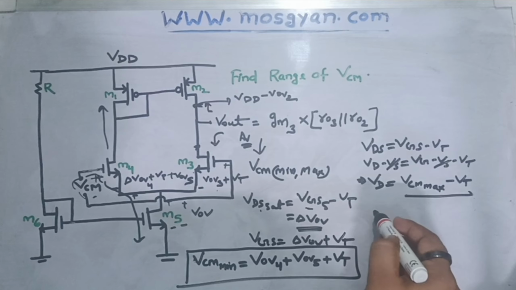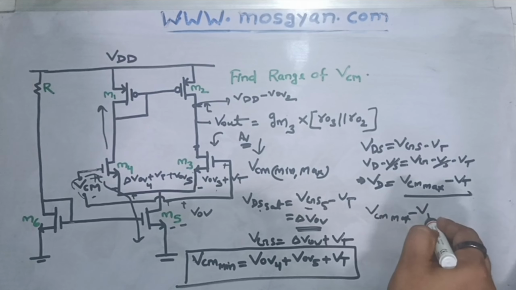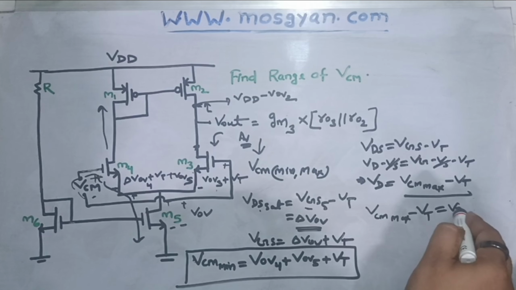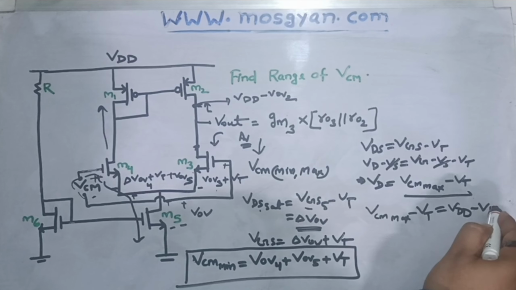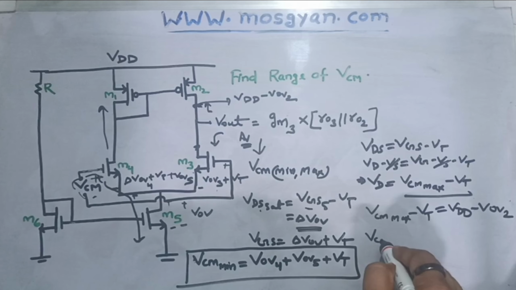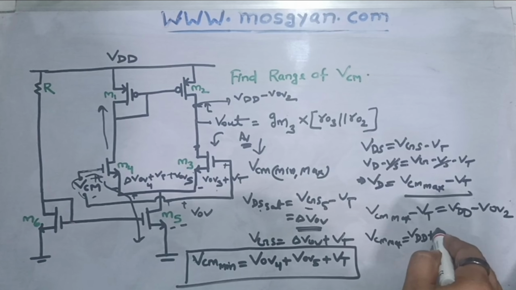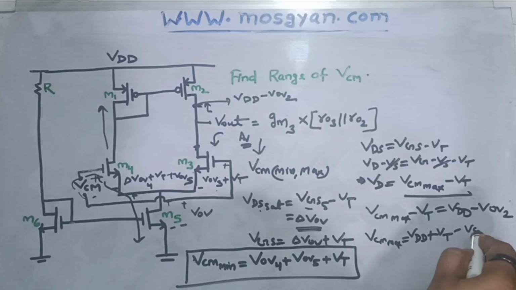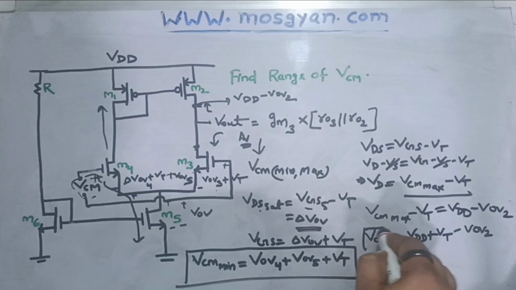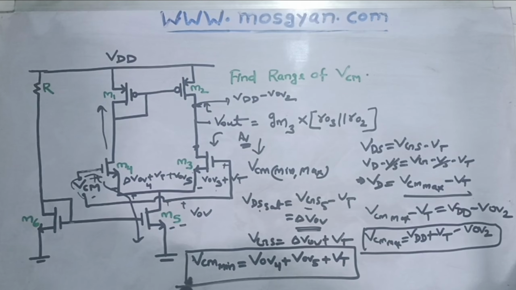So let's equate this here. VCM max minus VT should be equal to VDD minus gate overdrive voltage of MOSFET 2. So VCM max, if I calculate from here, would be equal to VDD plus VT minus gate overdrive of MOS M2. So that's the answer to this question where it was asked to find out the range of VCM. We have calculated VCM min and we have calculated VCM max also.